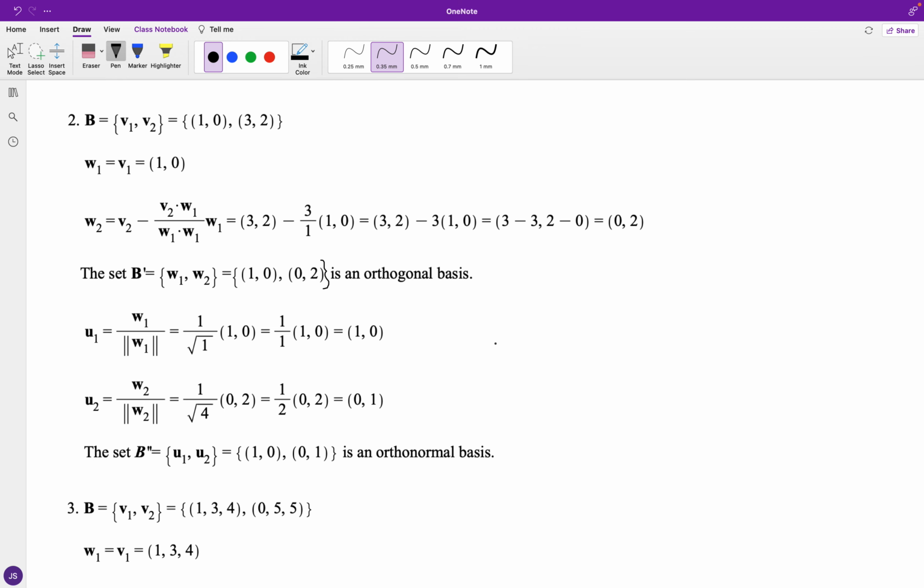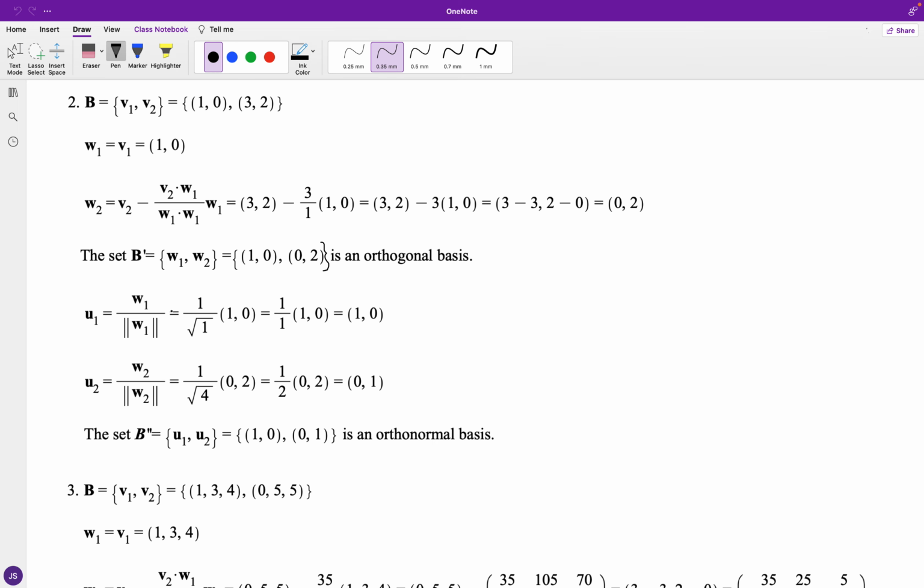And looking at putting this in orthonormal basis terms, if I convert W sub 1 and W sub 2 into unit vectors, I'm going to take (1, 0) and (0, 2) and divide by the norms of the respective vectors. So the norm of W sub 1 is going to be 1, and so U sub 1 and W sub 1 will be the same, (1, 0). Now for U sub 2, that's going to end up being 1/2 of W sub 2, so that's going to be (0, 1). So B double prime is equal to (1, 0), (0, 1). That is going to be the resulting orthonormal basis.